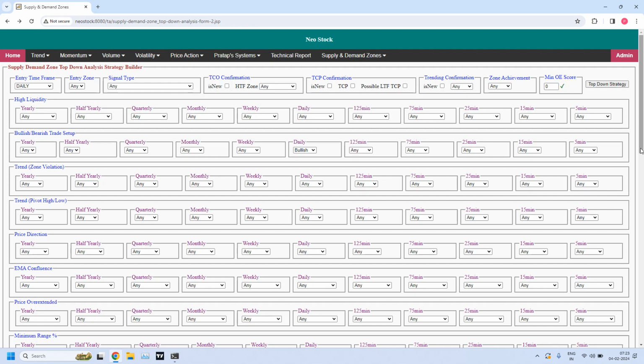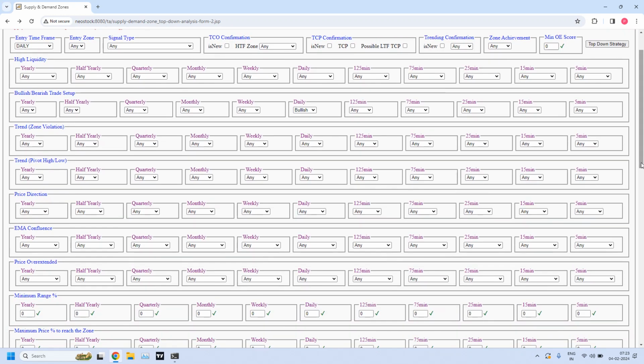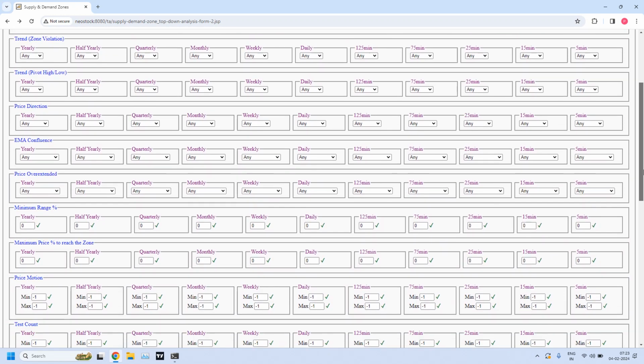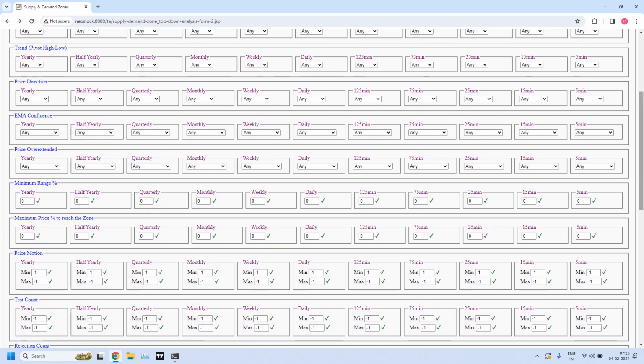I have seen that many people's interest is not on the high liquidity zones. The interest is only on the fresh zones. So anyway, why should I reject your interest? For that, you have to use the parameter test count. In the test count, our entry time frame is daily. So in the daily time frame, let me set the min and max values as 0 and 0. This indicates the zone should be a fresh zone.